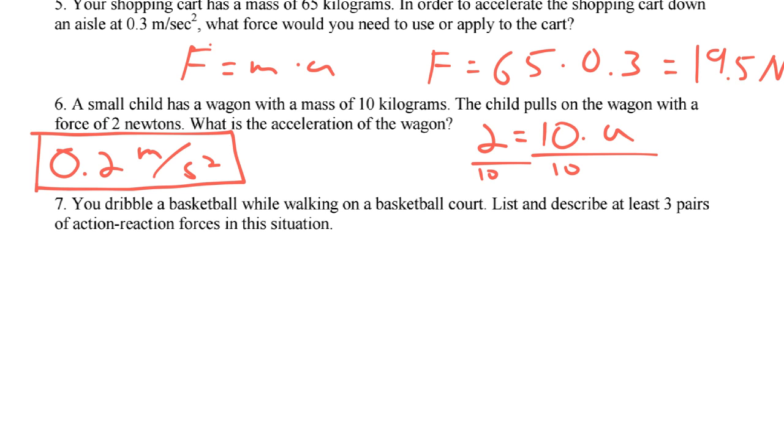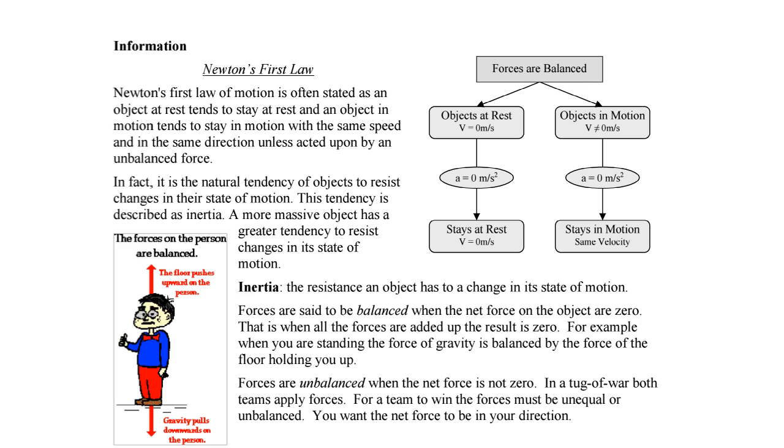And the entire time, gravity will be at play. So gravity will be pulling down on the basketball, and the basketball will be pulling up on the Earth. All right, so there you go. Three action-reaction pairs. All right, on to page 3.